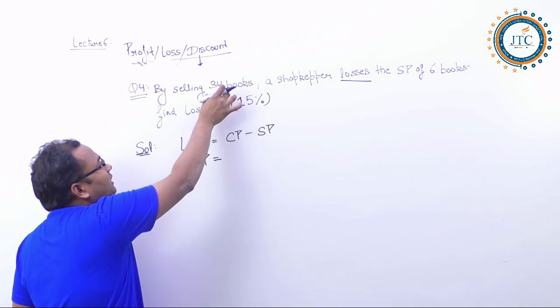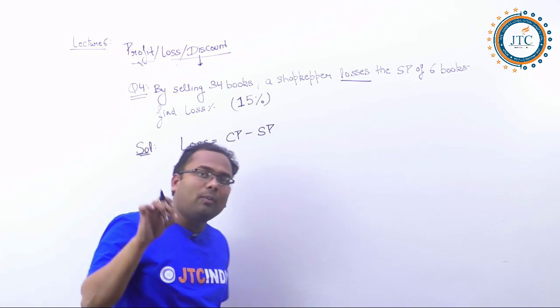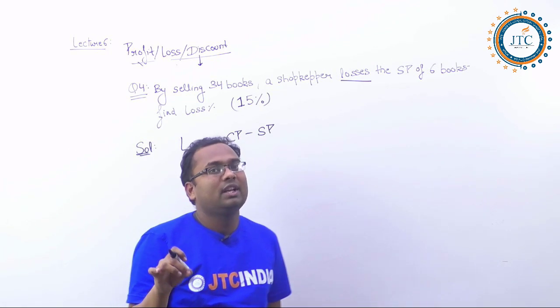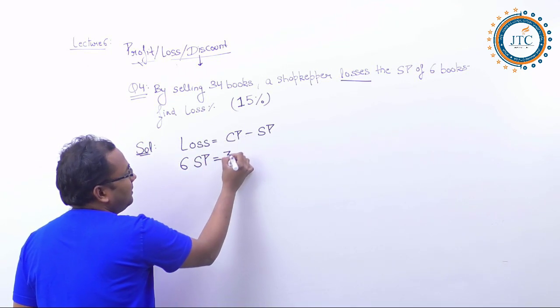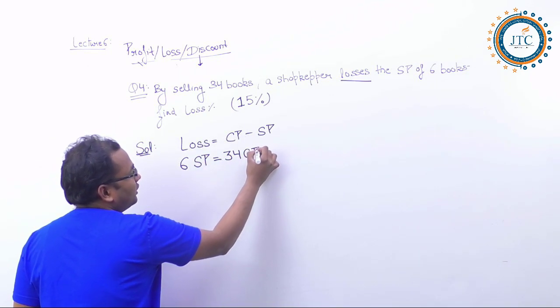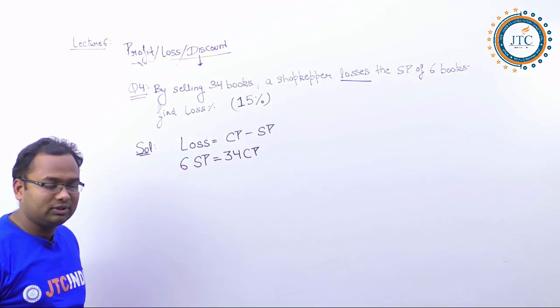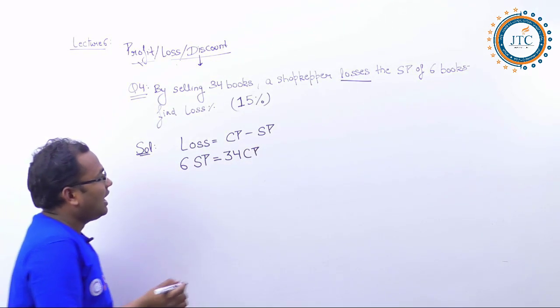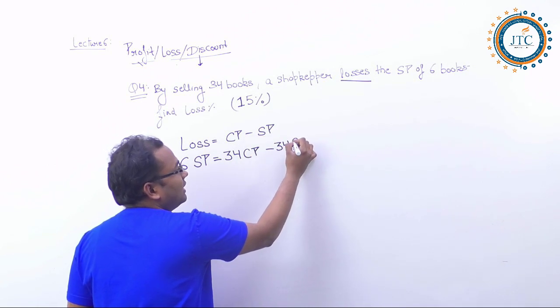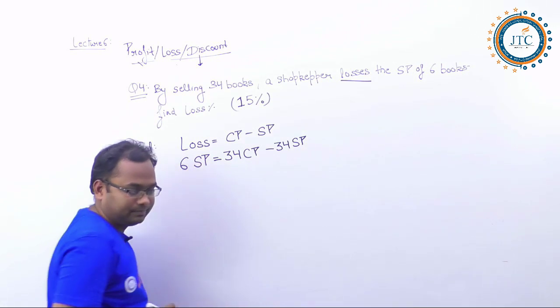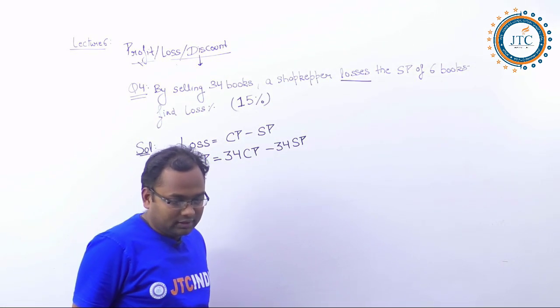We are given 34 books. So the shopkeeper purchases 34 books and also sells 34 books. So write it here, 34 CP. Basically for one book the cost price is CP, and for 34 books the cost price is 34 CP, and for one book the selling price is SP. For 34 books the selling price is 34 SP. Any doubt?